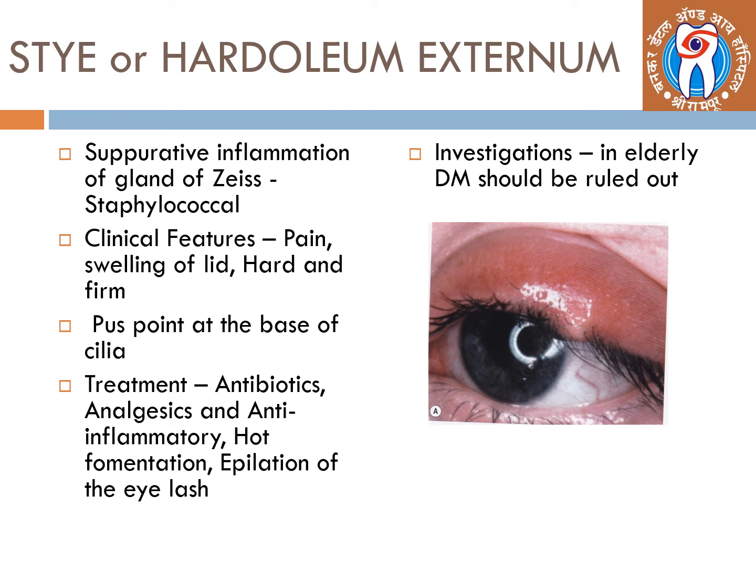Coming to stye, it is a suppurative inflammation of the gland of Zeis. It is a painful condition. Here the gland becomes swollen, hard and painful, and the edge of the lid becomes edematous. An abscess forms which points at the base of the cilia. The pain is considerable until the pus is removed.